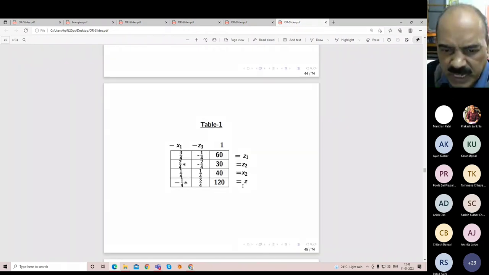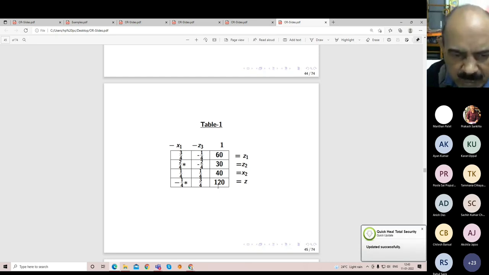Now the value of Z is equal to 120. So have we improved or not? Earlier it was 0. Now it is 120. We have improved. How much have we improved? We have improved by 120 units. Now the question is: is there any possibility to improve further? The answer is yes. Why?